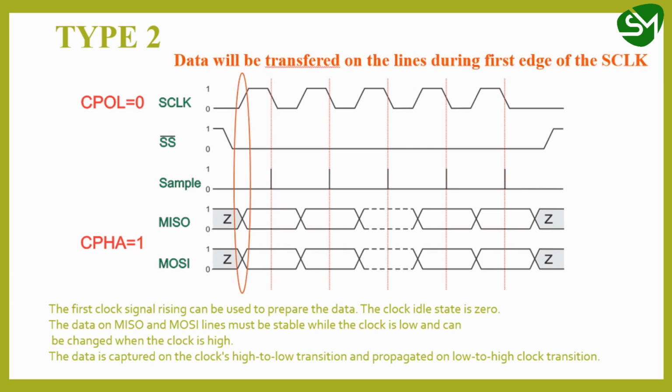And in the same case, you can see in the first edge of the clock, the data is being changed or transitioned. In the miso and mosi lines, you can see the change of data in the first edge of the clock. So in every first edge of the clock, the data will be changed.